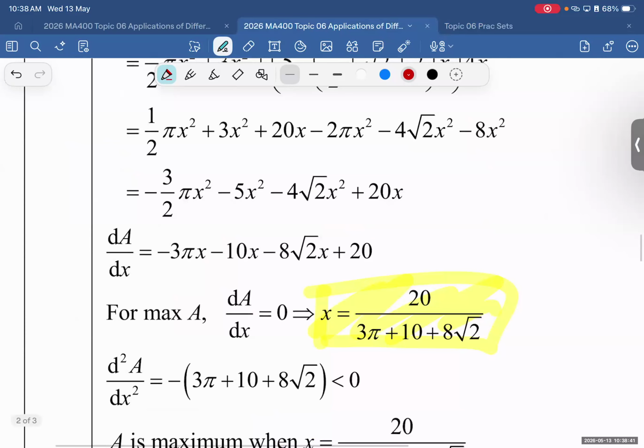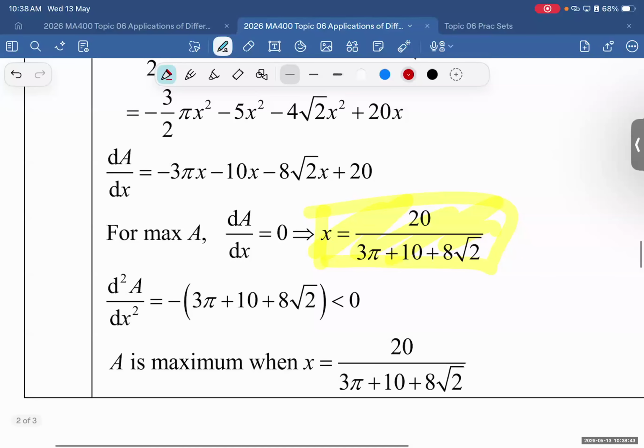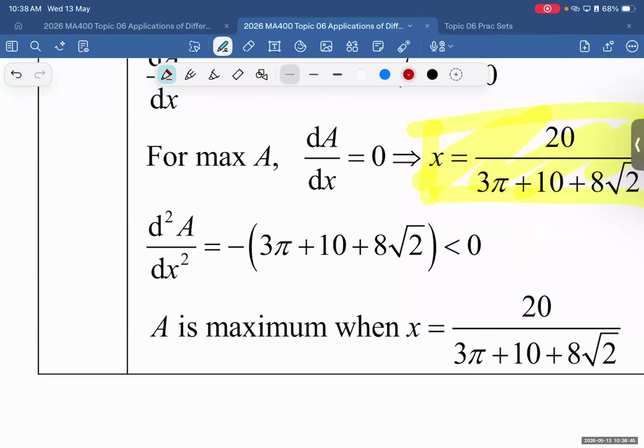Yeah, so you can see this is less than 0. Less than 0, because you see everything is negative. So it's very obvious in this case, so you can conclude that indeed it is the maximum form.